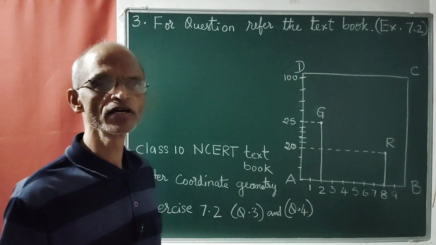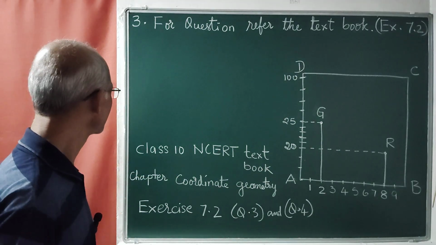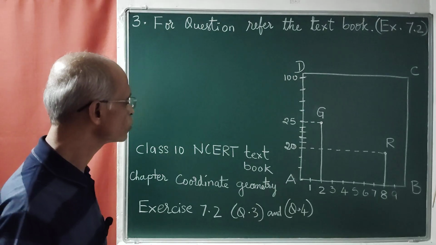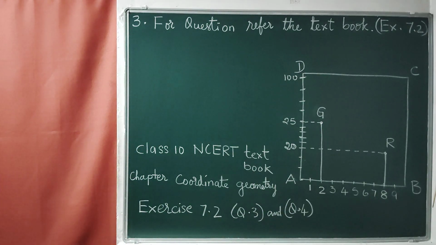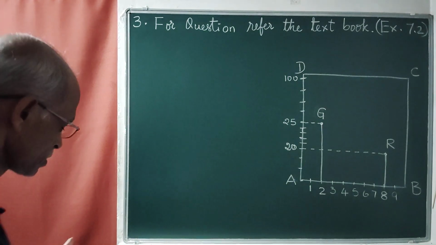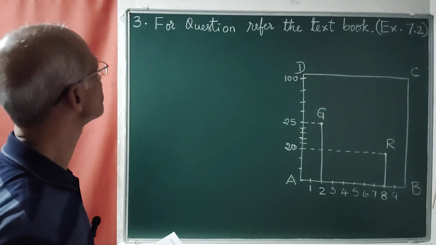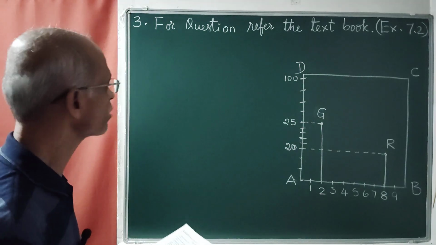In this class, we'll solve sums from class 10 NCERT textbook, chapter coordinate geometry, exercise 7.2, question 3 and question 4. Question 3, please refer to the textbook, because the question is very long, I can't write on the board.